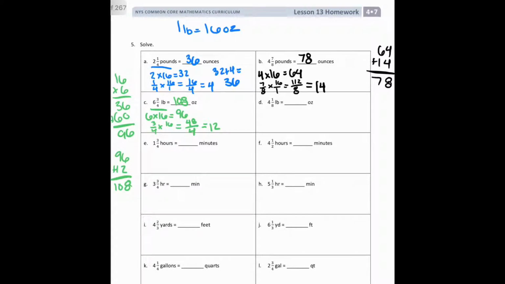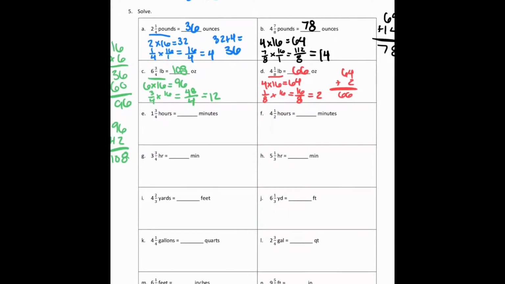All right, let's look at D. We have 4 1/8 pounds is equal to how many ounces? So I'm going to say 4 times 16, which we know is 64. And we're going to do 16 times 1/8, which will give us 16/8, which we know we could pull out 2 wholes. And 64 plus 2 is 68. I'm sorry, not 68, 66. 64 plus 2 is 66.